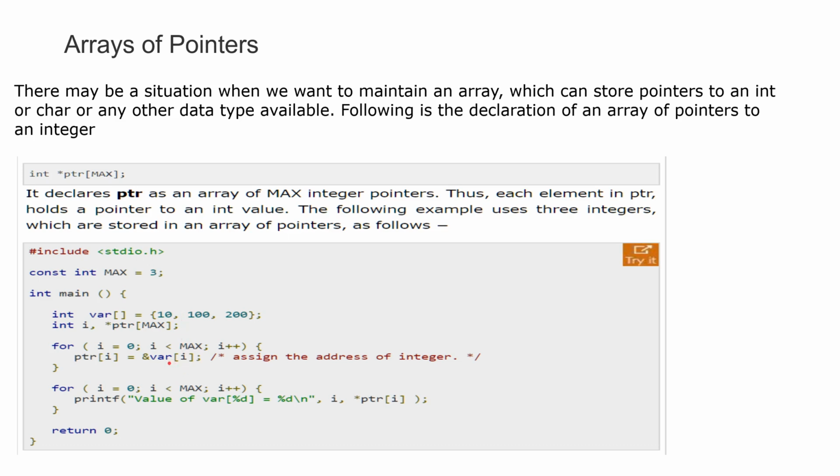Then we walk through it. We assign each of the pointers in ptr to the address of a variable in var. So essentially, each element of ptr now points to the corresponding element of var. And the printf statement down here will show that to be true. We can dereference the pointers as we access them using the subscripting operator.